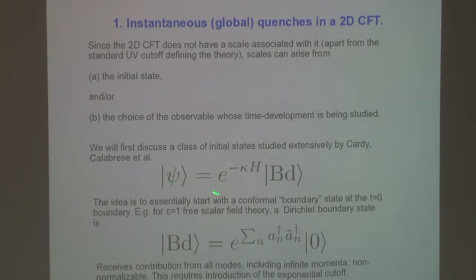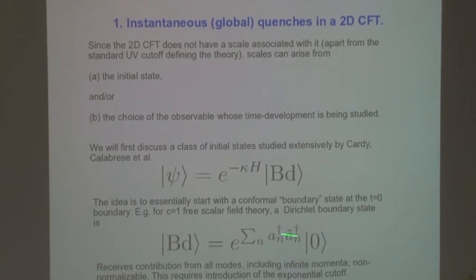I have put here some ultraviolet cutoff applied to the boundary state. The reason is that these boundary states are actually not legal quantum states in a Hilbert space, because they are not normalizable. For example, in a c equal to 1 free scalar field theory, a Dirichlet boundary state looks like this.